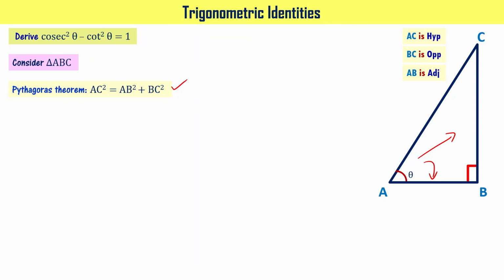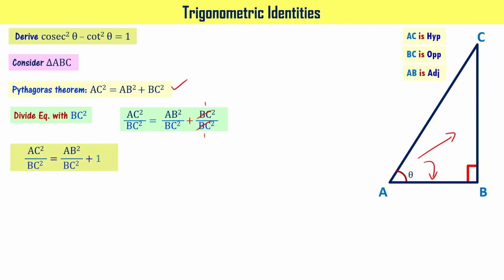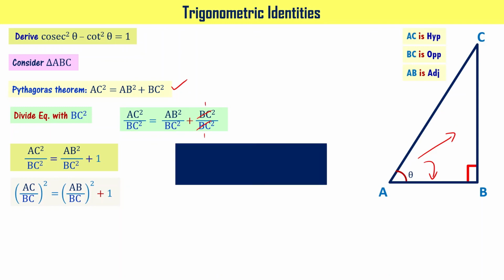Now let us divide this equation with BC square. When you do that, the equation becomes AC square by BC square equal to AB square by BC square plus BC square by BC square. I can cancel these two and write it as 1, so that the equation now becomes AC square by BC square equal to AB square by BC square plus 1. I can rearrange this equation and write it as AC by BC whole square equal to AB by BC whole square plus 1, right?